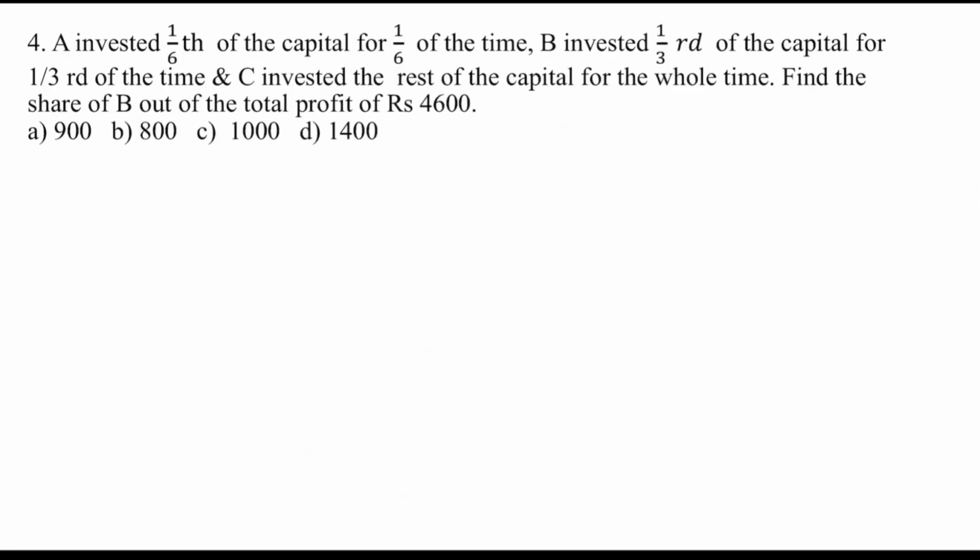A invested 1/6 of the capital for 1/6 of the time. B invested 1/3 of the capital for 1/3 of the time. And C invested the rest of the capital for the whole time. So find the share of B out of the total profit of rupees 4,600. Okay. So this problem we will solve in two ways. Okay.